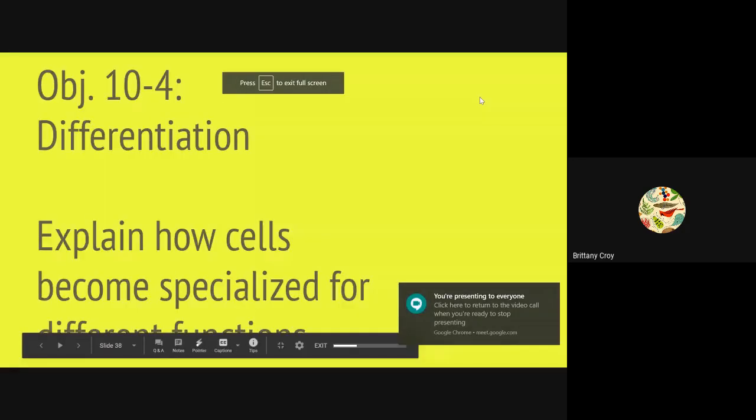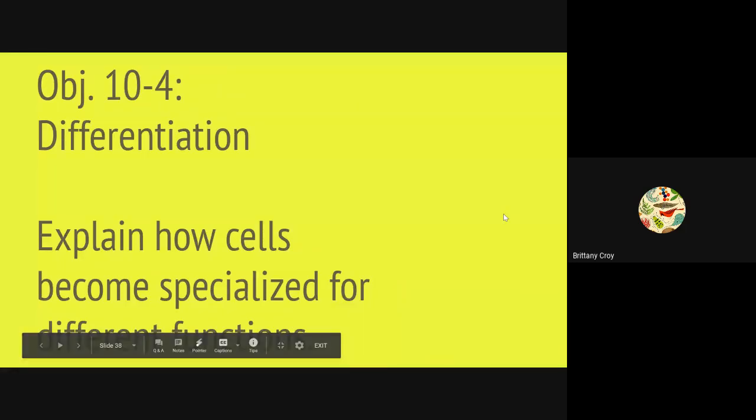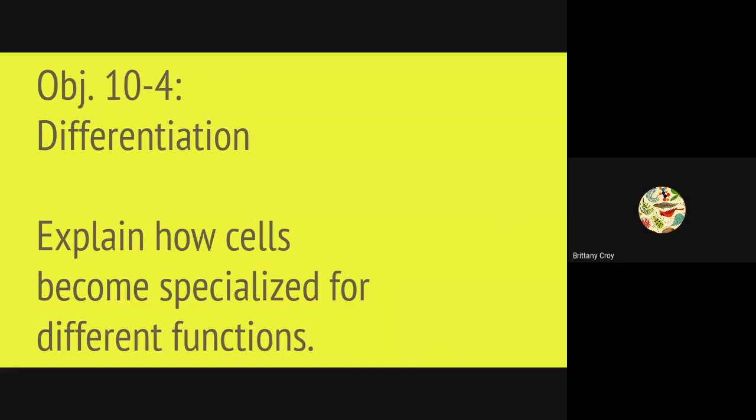Hello. Today we're going to be talking about Objective 10.4, differentiation. Explain how cells become specialized for different functions.